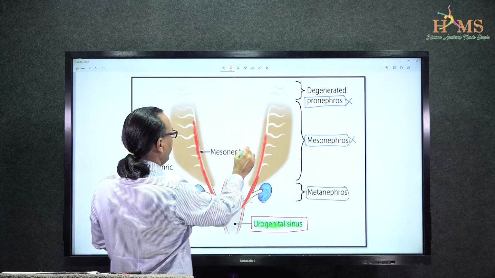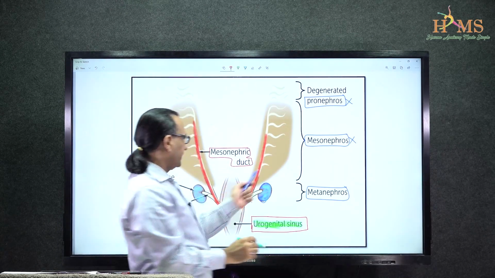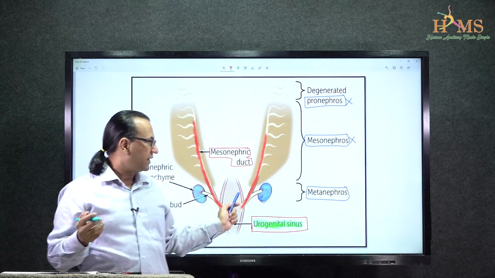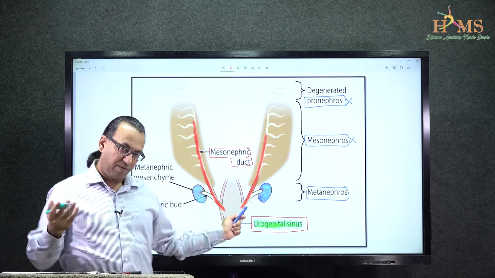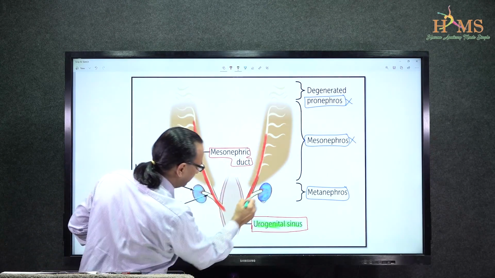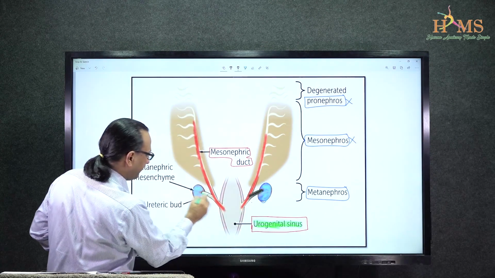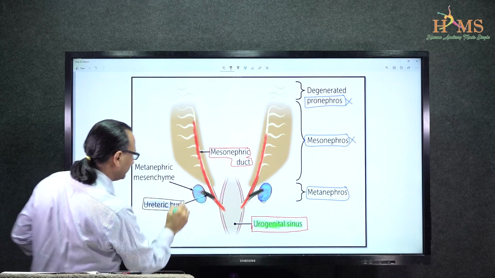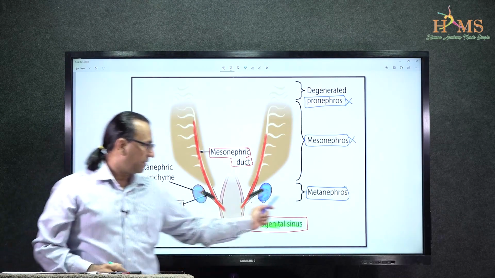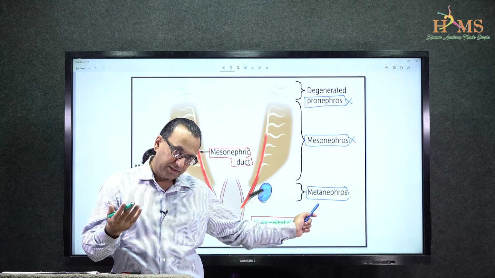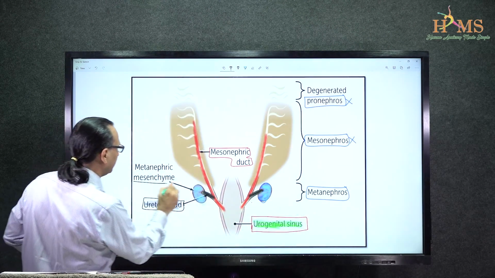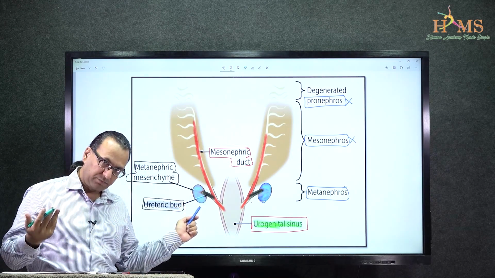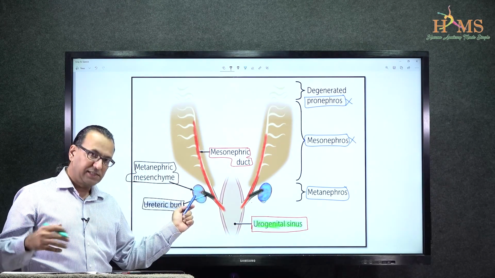Now, this mesonephric duct, one on each side, which came from the mesonephros region, is giving us a bud which is called the ureteric bud. Let us show the ureteric bud here. And this ureteric bud is the one which is needed to penetrate the existing metanephros and to convert it into what is called the metanephric blastema. And that metanephric blastema is going to form the kidneys later.